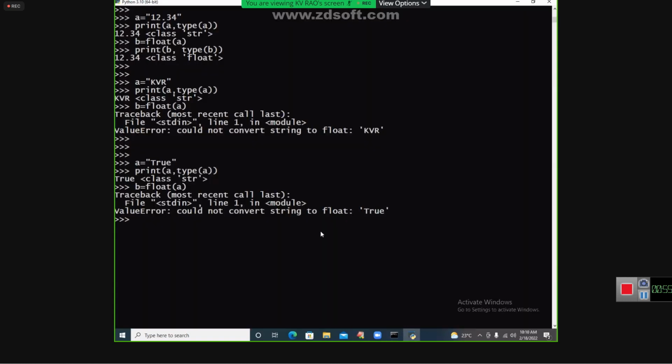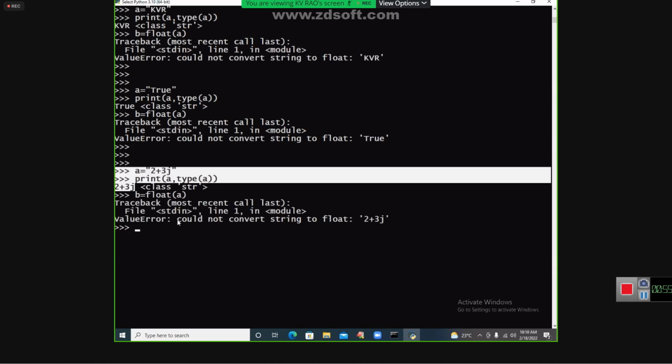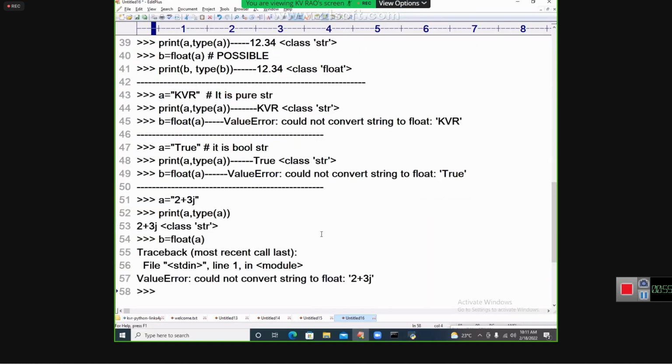Next, last and final. A is equal to double quotes 2 plus 3j. Print of A, possible or not possible? Not possible. Yes, not possible. See how many things I am entering. How beautiful it is. It is called a complex str.